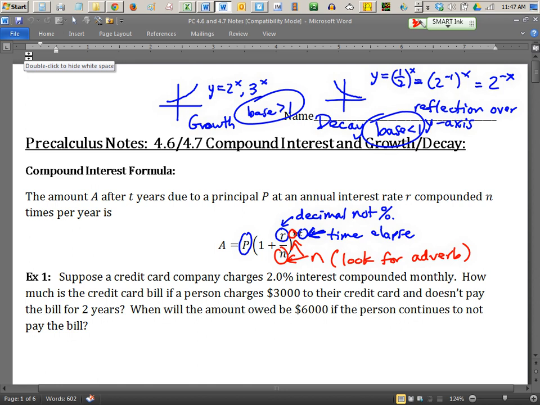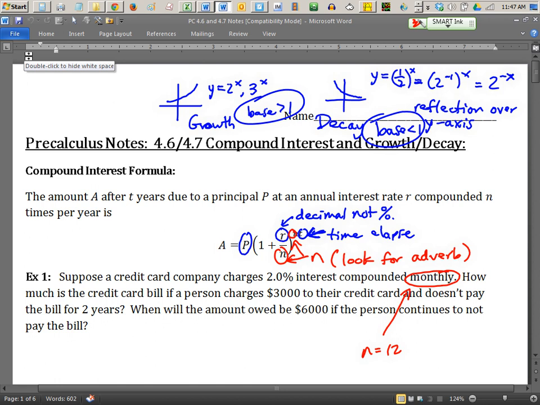For example, in this first example, the adverb is monthly. Right, it ends in ly, so it's an adverb. And that would mean N is 12. So for me, finding N is really easy. I just look for the adverb. Suppose it had said daily, what would you use for N? 365. If it says quarterly, that's 4 times a year, you'd use N equals 4. So this is just the number of times.